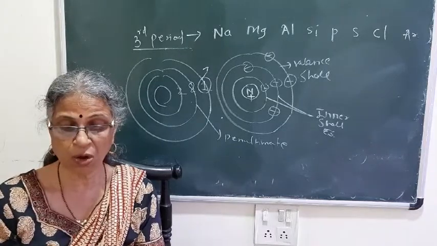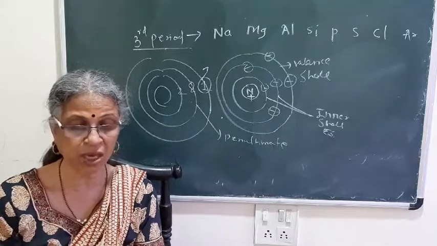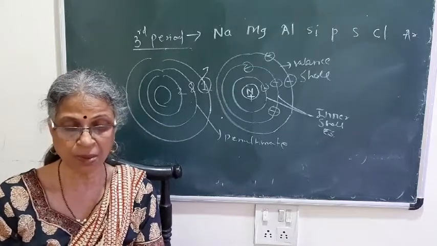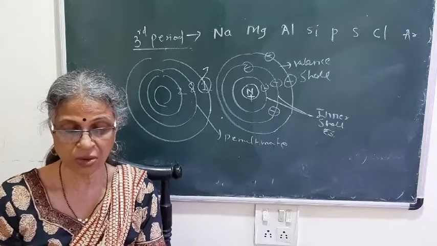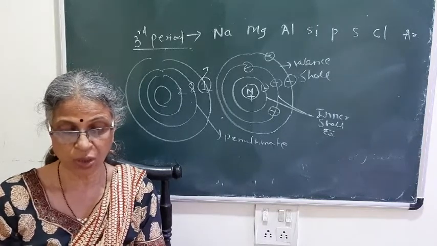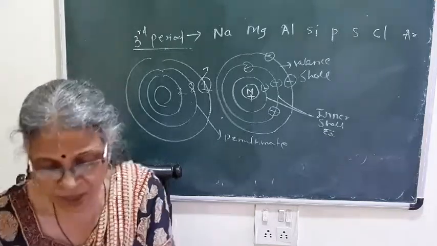So it must be Na, sodium, that is valency 1. In which block of the modern periodic table are the non-metals found? P block. So these are the answers for the second question, A, B, C, D. Then question number 3: an element has its electronic configuration 2, 8, 2. Now answer the following questions. First, what is the atomic number of this element?